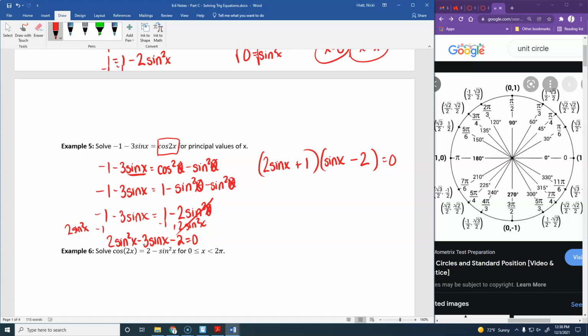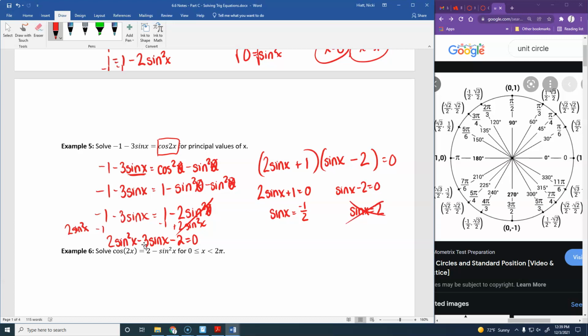Alright, so at this point we just need to set each one equal to 0. 2 sine x plus 1 equals 0, and sine x minus 2 equals 0. So over here you'll end up with sine x equals negative 1/2. And here sine x equals 2. Does sine x ever equal 2? No, so we just don't get any answers from that part.